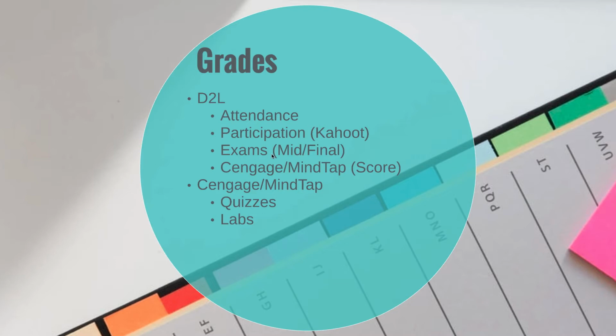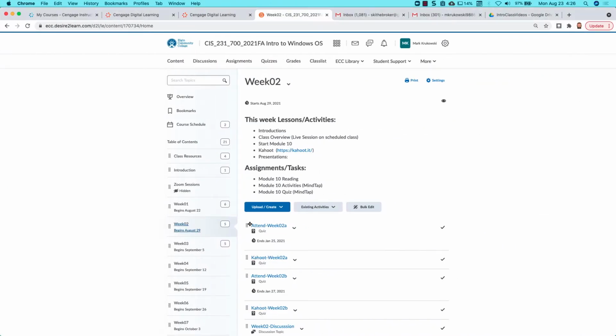We'll have our exams of the midterm and final in D2L, and that's where you will take your midterm and final. And then also there's going to be an area where you're going to enter your Cengage score once you have completed all the information and tasks within Cengage. The Cengage MindTap has basically quizzes and labs. So let's take a look at how this is actually set up.